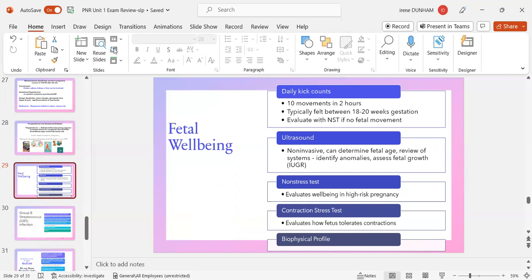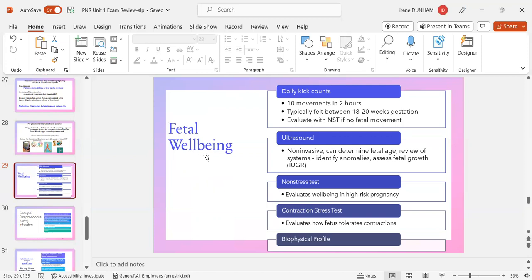No, we're here. Okay. Now, remember I talked about that NST, fetal well-being? Well, here is a little slide that shows you everything about it. And daily kick counts. Now, I would know that 10 movements in 2 hours, at least 10 movements in 2 hours. They're typically felt between 18 to 20 weeks and evaluated with NST if no fetal movement.